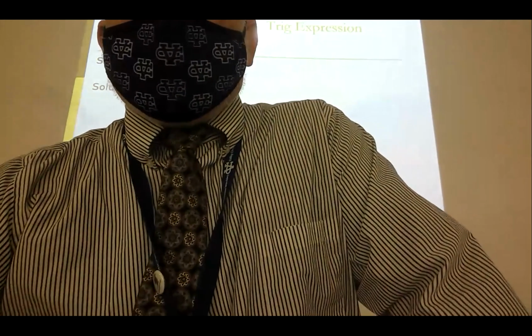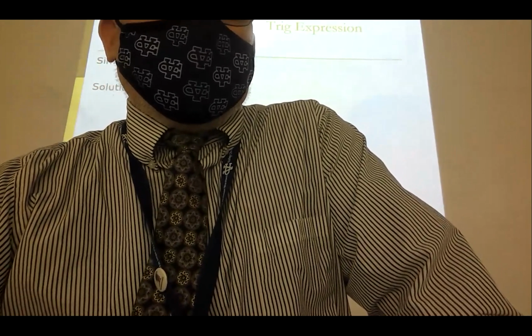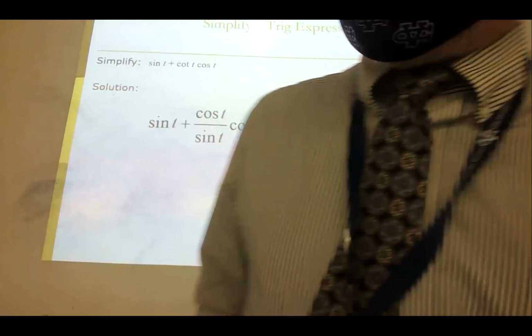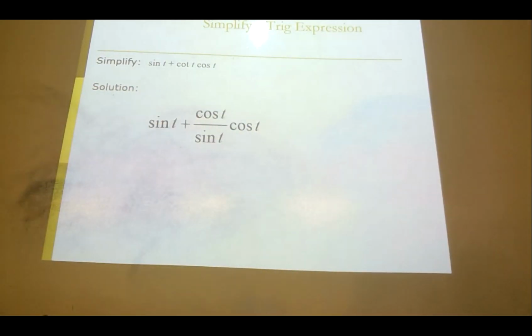So if I convert cotangent to cosine over sine, now my expression is sine t plus cosine t over sine t times cosine t. Well, I don't know if that's making it simpler or not, but again, sometimes these get a little bit more complicated and then they should get simpler, all right?